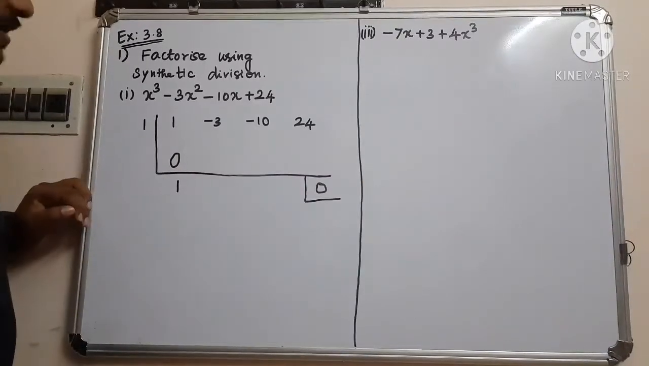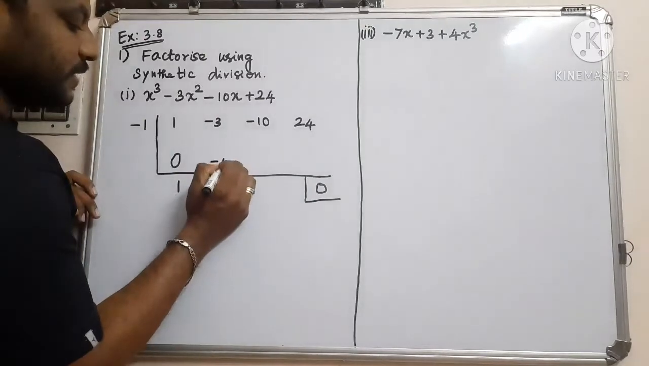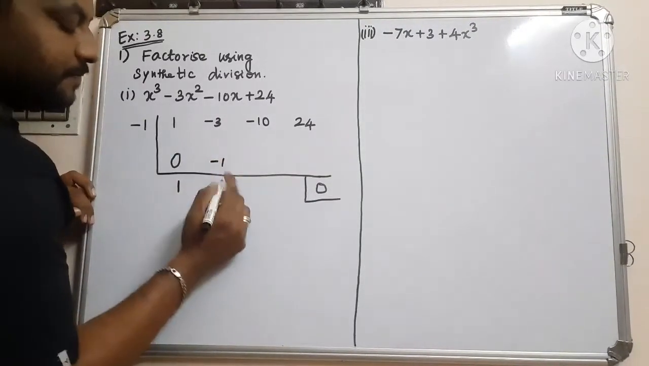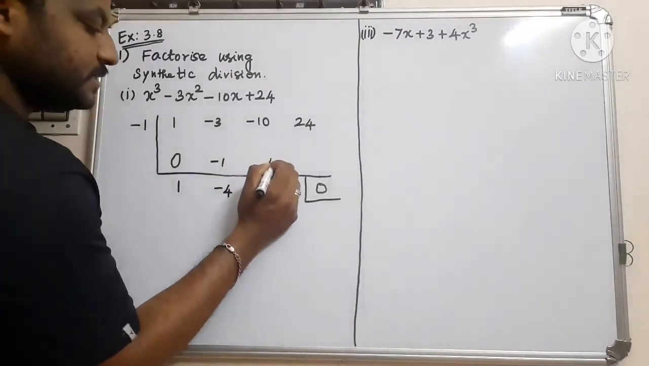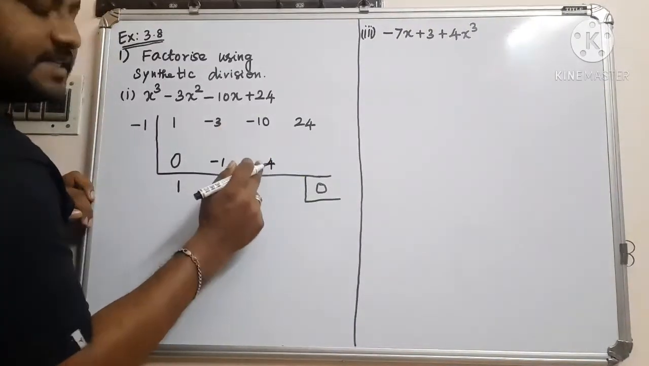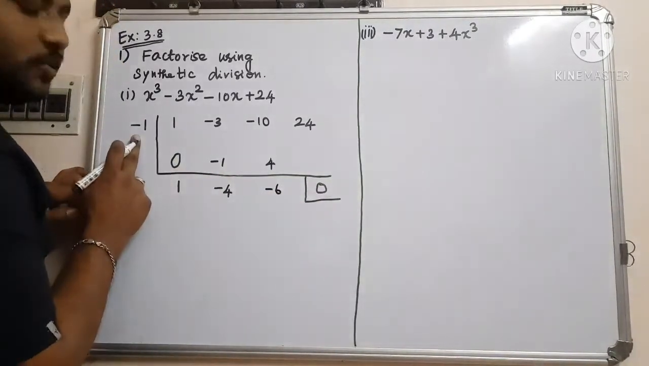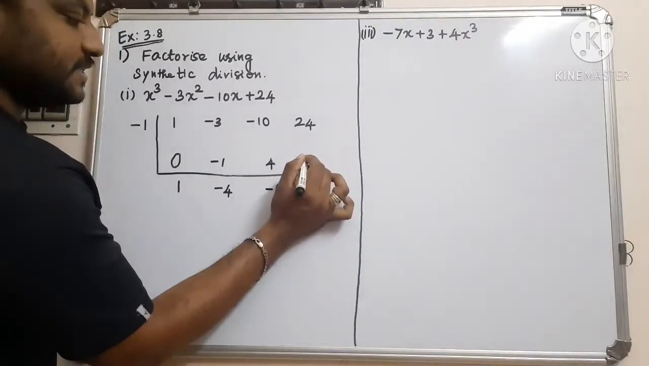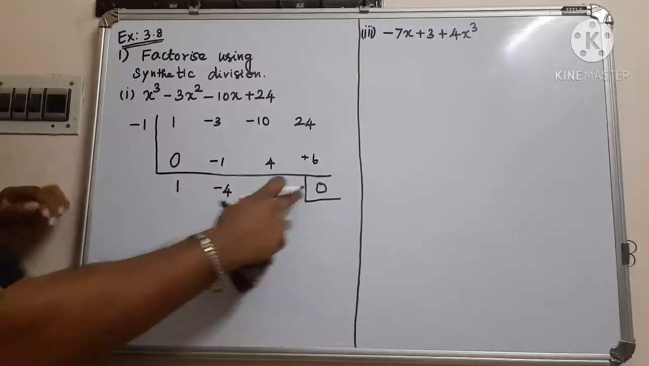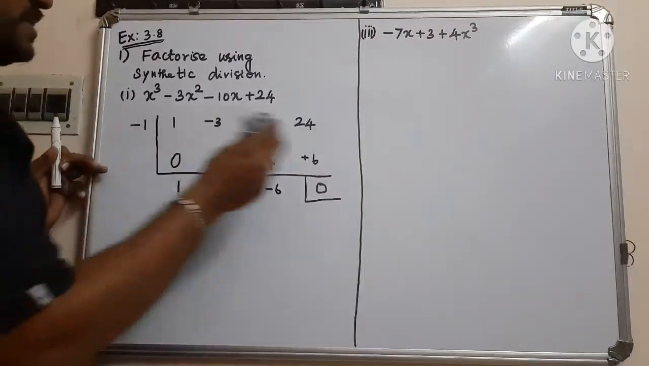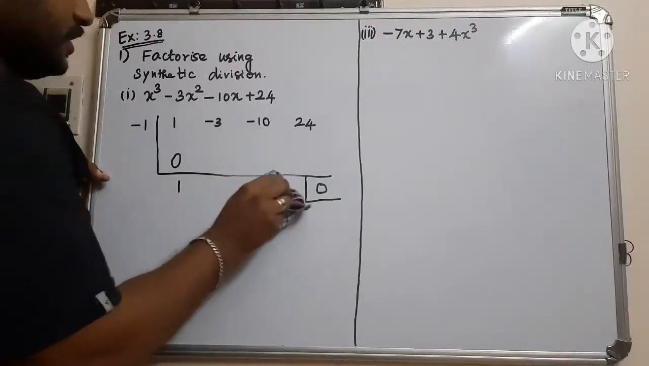So you have to try with minus 1. Minus 1 into 1, minus 1. Minus 1, minus 3, minus 4. Minus 4 into minus 1, plus 4. Minus 10 plus 4 is equal to minus 6. Minus 6 into minus 1 is equal to plus 6. So 24 plus 6 is equal to 30. Here the remainder is not equal to 0, so minus 1 is also not a factor for this polynomial.